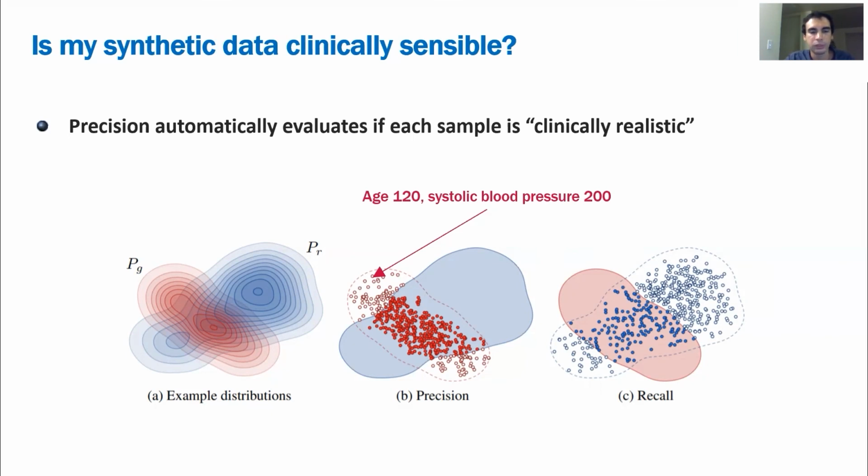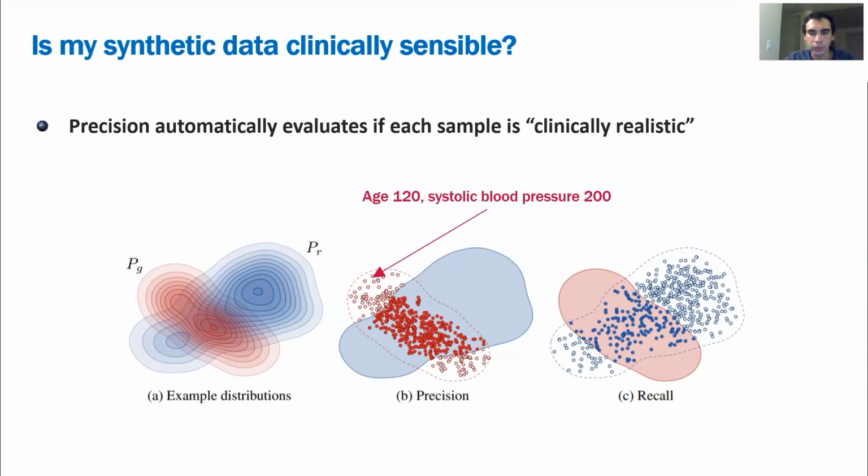So, for instance, if we have a very simple tabular data set with clinical variables, but one patient in the synthetic data is aged 120 and has systolic blood pressure 200. These are clearly non-realistic numbers, or wouldn't occur in the natural real data. So this will be a low precision sample and will be beyond the support of the real data.